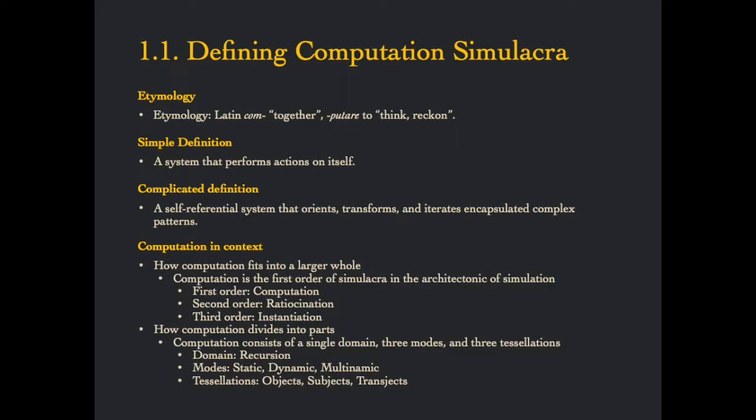Now, in terms of computation dividing into parts, computation consists of a single domain, 3 modes, and 3 tessellations. The computational domain is recursion. The modes are static, dynamic, and multidynamic. And then the computational tessellations are objectivity, subjectivity, and transjectivity. And so what we're going to do in this first part is we're going to go through each of these and give definitions of them and then some proposals of what their properties are.